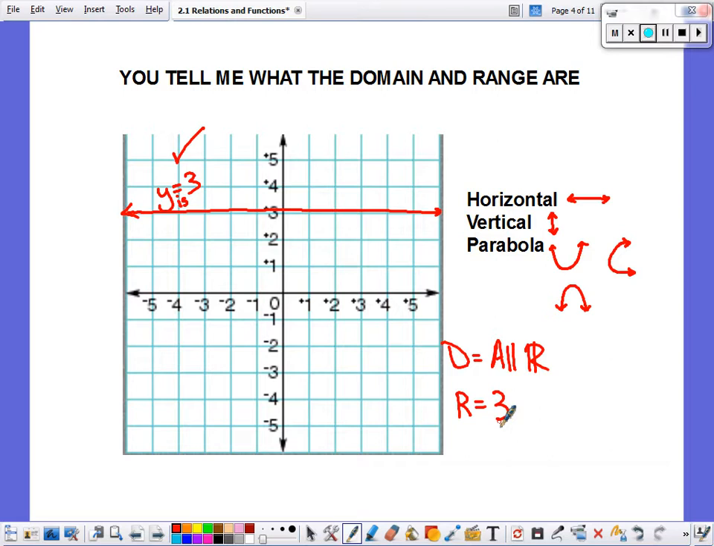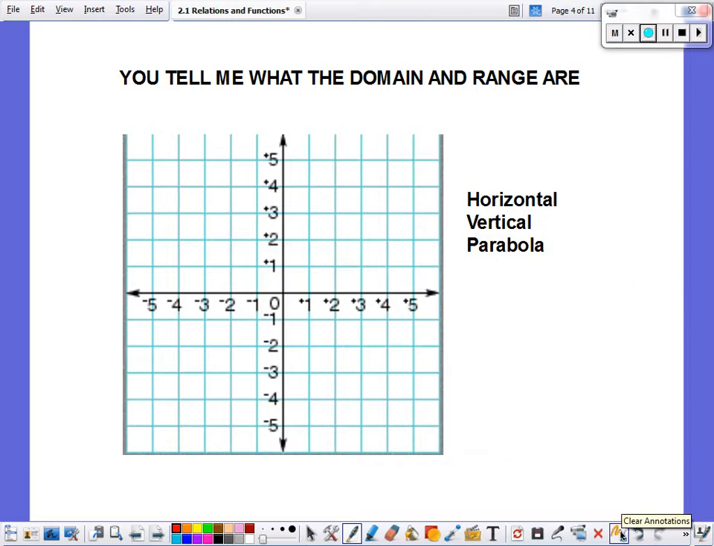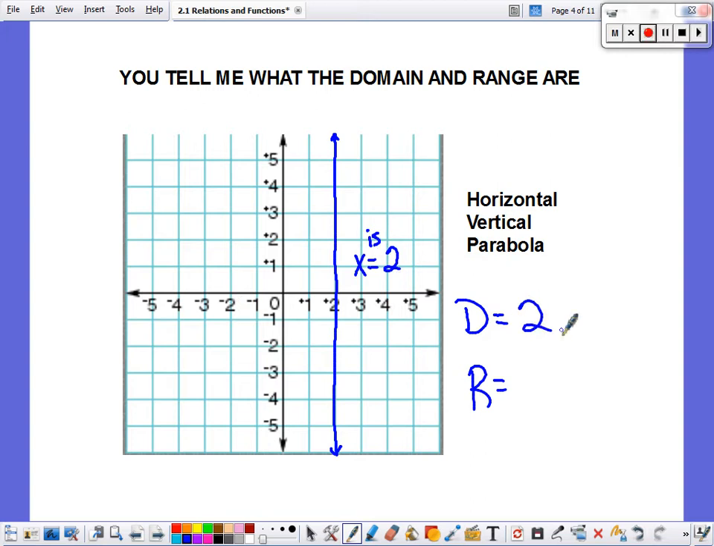Let's go ahead and take a look at the vertical and see what we have here. So vertical line, let's do one like this. And this is x equals 2 is the equation. Notice that x is always 2. And they say, what's the domain, what's the range? Domain is how far right and left does it go. Well, it doesn't go to the right at all, it doesn't go left at all, it stays right at 2. Again, x is 2. Domain are your x's, domain has to be just 2.